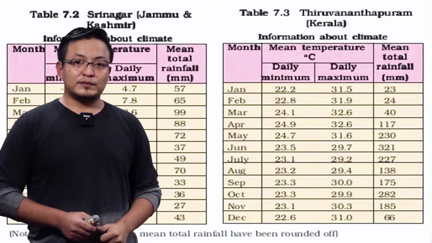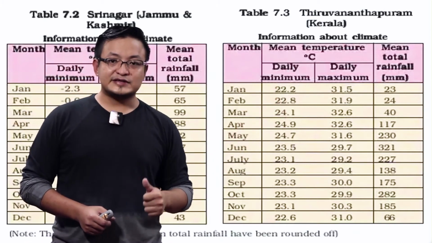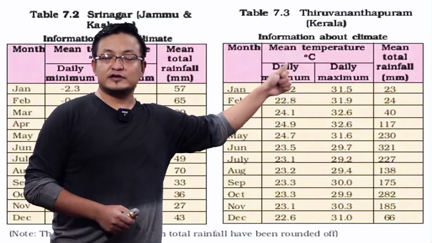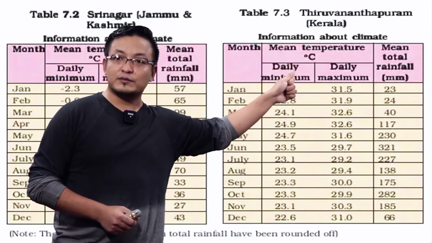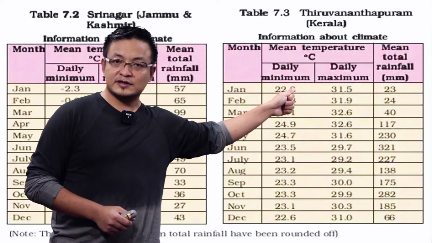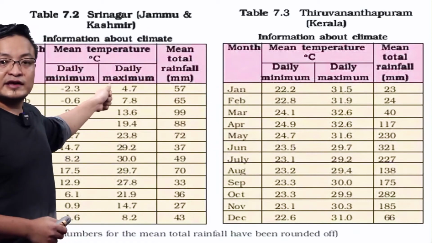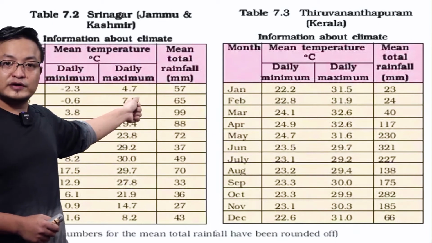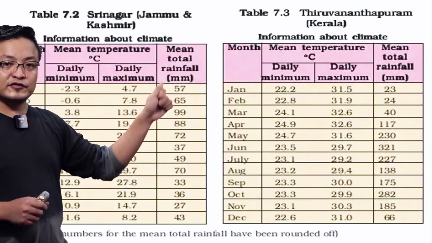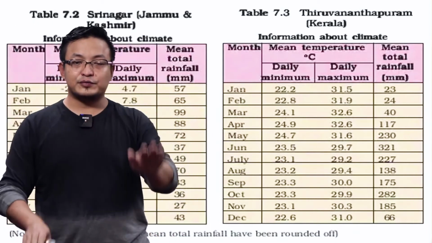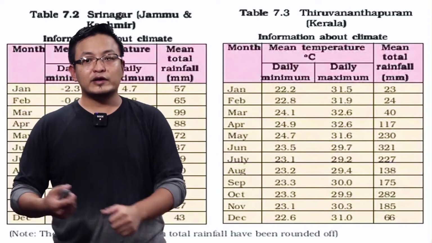Now, what about the maximum temperature? The maximum temperature here in Thiruvananthapuram was 31.5 degrees Celsius, see? Whereas in Srinagar, it is 4.7 degrees Celsius. So students, do you see the difference in temperature? Right? What about the rainfall?